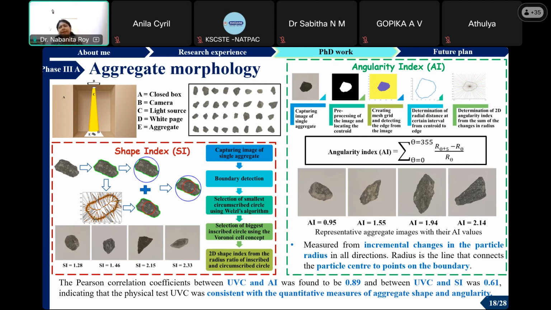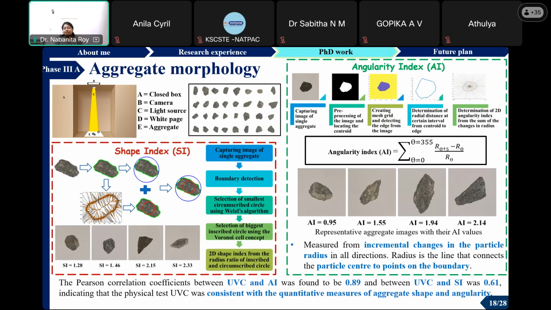For that, literature suggested some angles. Here in my study, I have taken 5-degree deviation and how the radial distance is changing. Similar to the shape index, you can see that the angularity index is less for aggregate that is not so angular, and more for more angular aggregate, right?